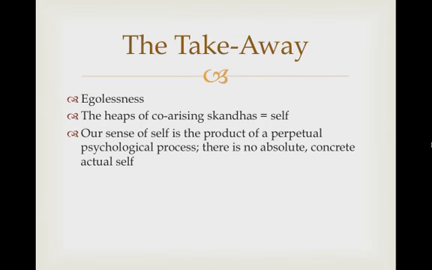So let's take a look at the takeaway. As I mentioned in the beginning, the takeaway here is egolessness, which is the modern word for the Buddhist concept of no self, right? No self, no absolute, concrete, actual self. You can't just take my frontal cortex and call that myself, or my whole brain, or my heart even, right? There is nothing fundamentally here that we can call self. Rather, self is a heap of co-arising incidents of awareness and form, right? Or self is heaps of co-arising skandhas.